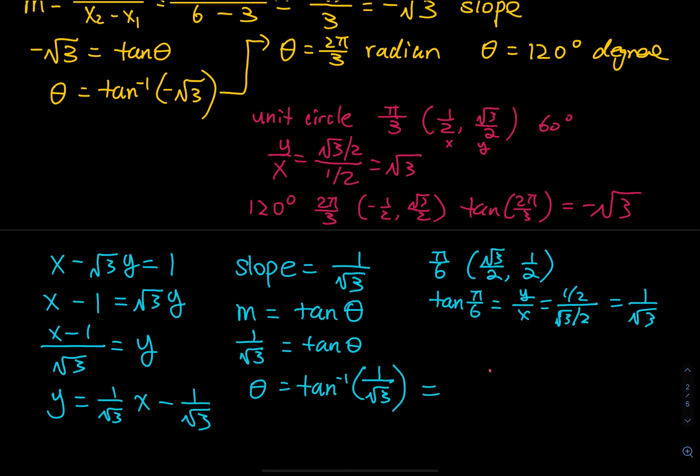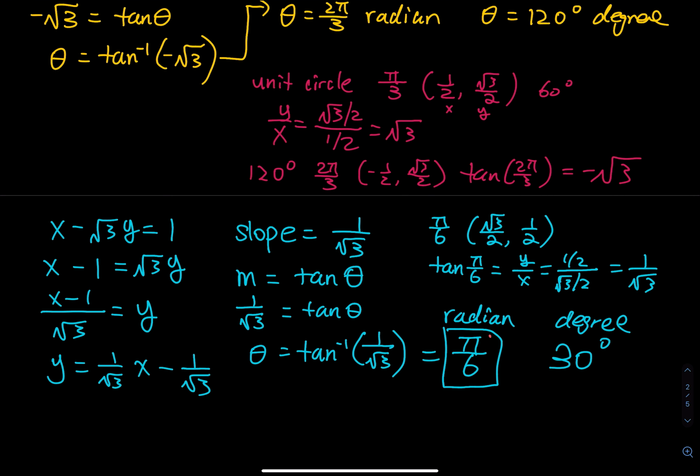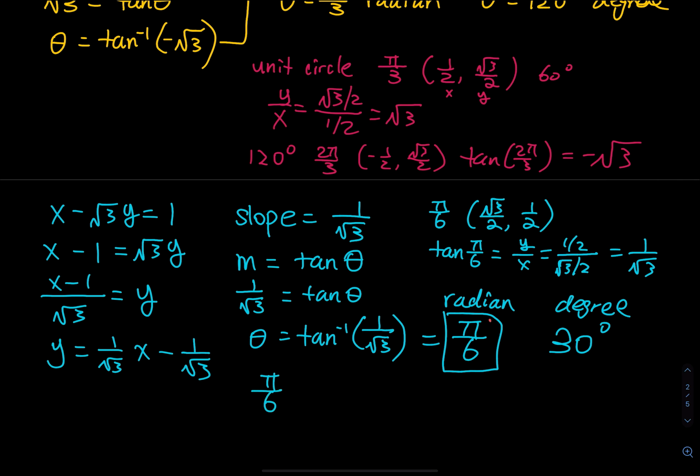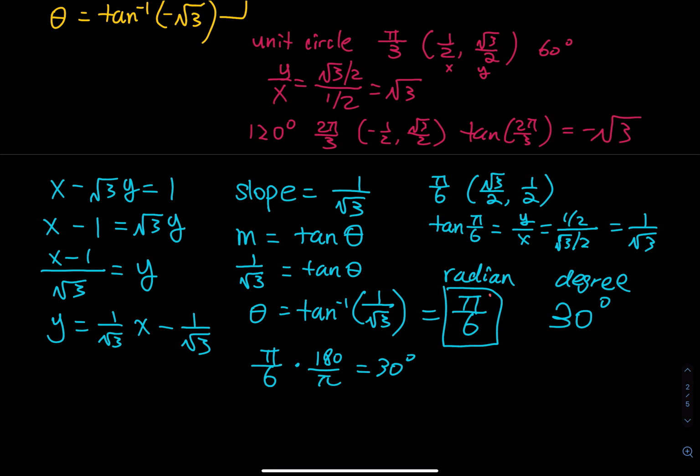So as a result, I know this is pi over 6, and this is in radian. And then also, based on your knowledge of the unit circle, pi over 6 is equivalent to 30 degrees. This is in degree mode. How do we get from pi over 6 to 30 degrees? Here is how. You have pi over 6 and you multiply by 180 divided by pi. So this is 30 degrees. If you want to go from 30 degrees to radians, you have 30 degrees and you multiply by pi over 180. That gives you pi over 6 in radian.